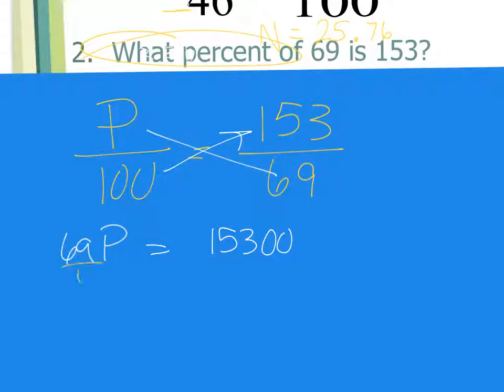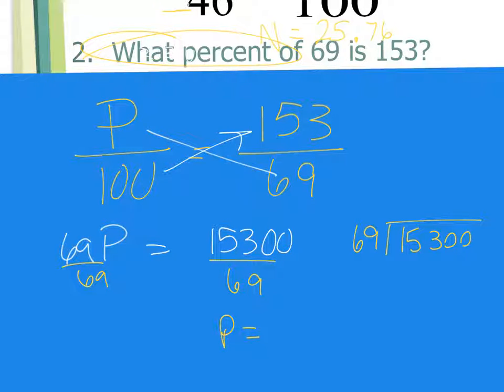That's 153 with 2 zeros. Do my long division. When I do the long division, I am going to get what the percent is. And because I already took 100 into account in my original problem, the answer I get is already written as a percent.